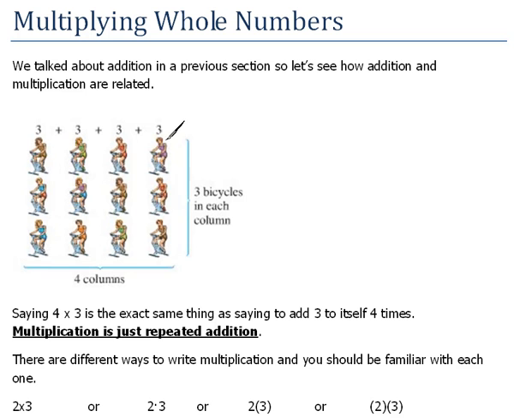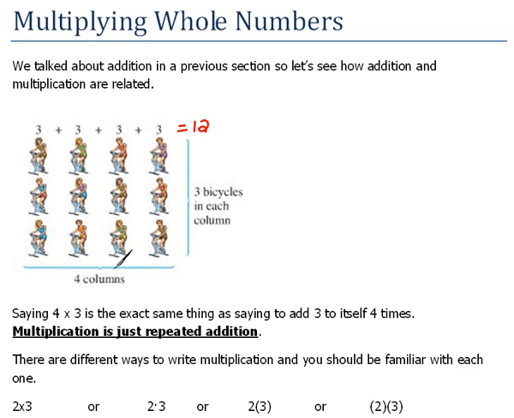four columns of bicycles, and each column has 3 bicyclists in it. So if you were going to add these up, you could say, well, we've got 3 of these, plus 3 of these, plus 3 of these, plus 3 of these would equal 12 bicyclists.